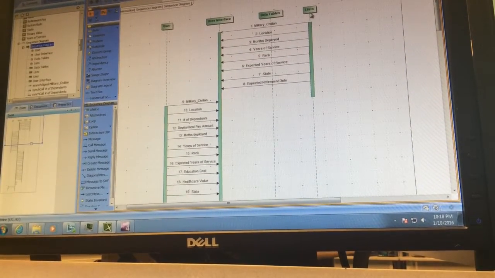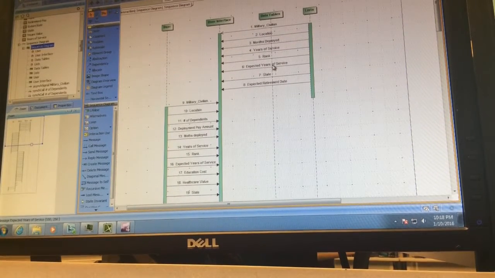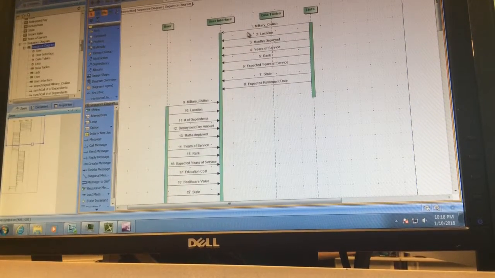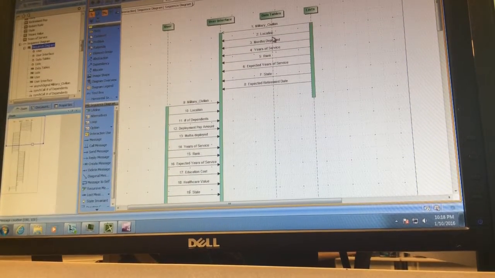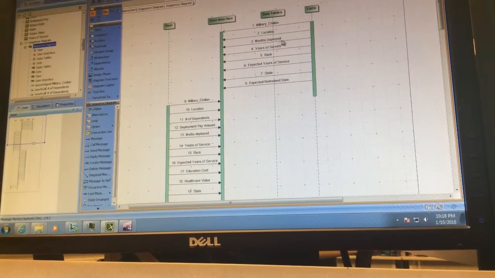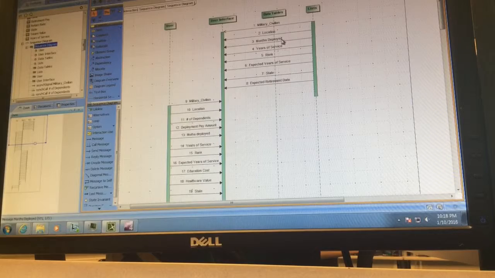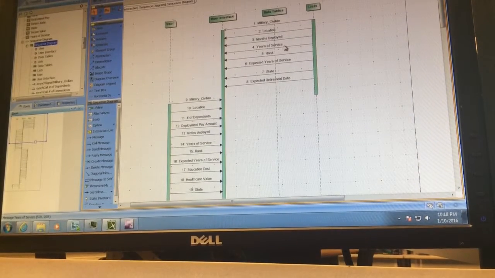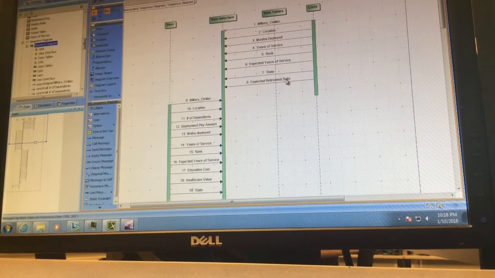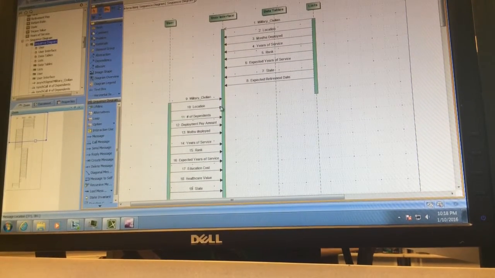The lists will provide the user with available information that the user will be able to pick from that relates to him. So those are military or civilian, the location where the military person is posted, the number of months that he was deployed, the years of service, the rank, expected years of service, the state in which the civilian lives, and the expected retirement date.